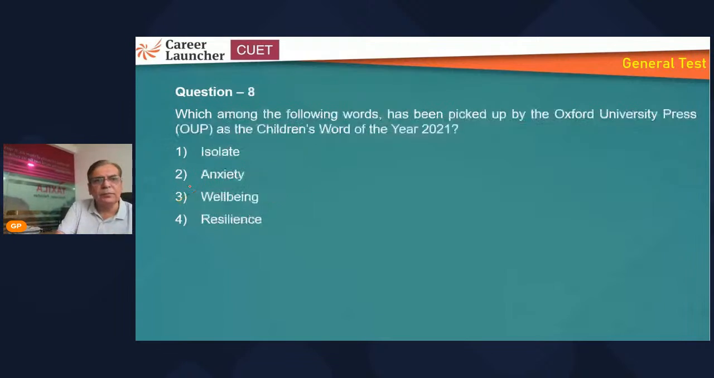Which among the following words has been picked up by Oxford University Press as the children's word of the year? I have a broad idea. मुझे मालूम है well-being तो नहीं है, वो negative वाला word है, इनमें से कोई है. So मेरे को idea है, but I am not sure, and I am reasonably sure कि well-being या positively negative word है, तो ये तो नहीं है. तो इसको मैं mark for review के लिए कर दूंगा. Round 2 में आके देखूंगा.